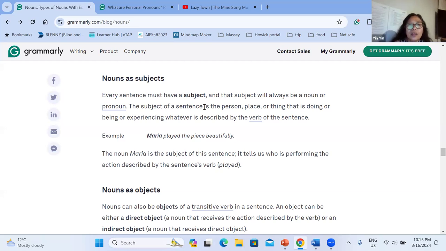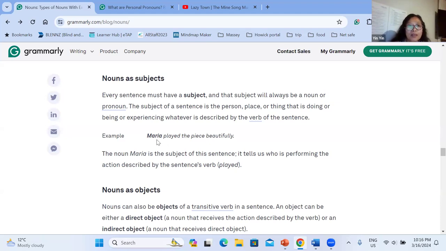So the subject of a sentence is a person, a place, or a thing that is doing, being, or experiencing whatever is described by the verb of the sentence. A noun can be the subject, and it is related to the verb. For example, who is lonely, or what is lonely? Maria, also, is a name, right?